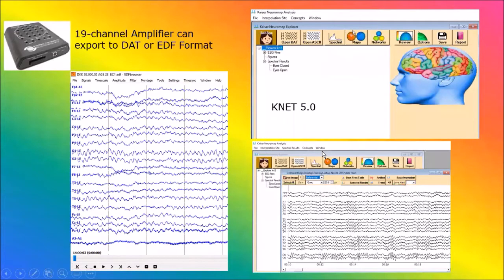And we take any file, but I usually record with Neuro Navigator. Sometimes we get a lot of Discovery files, and anything that goes into EDF or anything that can make what's called a DAT or EDF file format. The analysis we use is the Kaiser Neuromap EEG technology, which we call Net 5.0, and it can take this data and put it in here and start doing artifacting management and so forth.